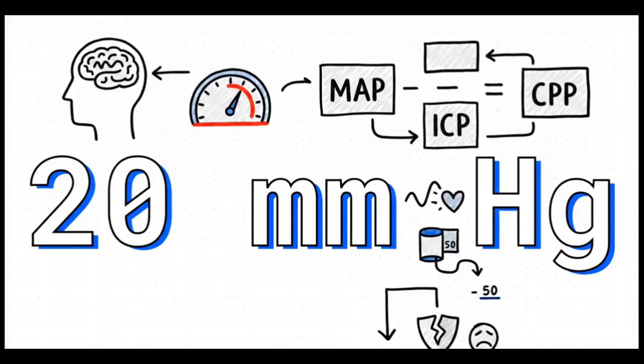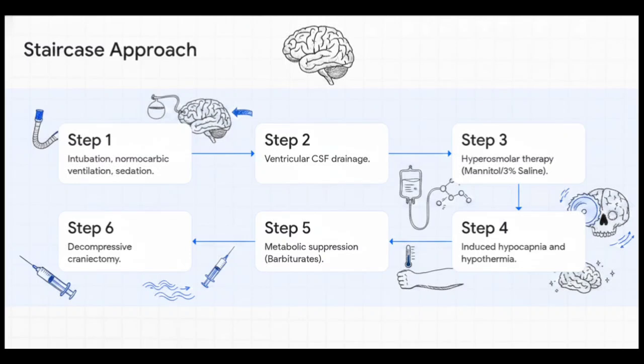Meanwhile, your cerebral perfusion pressure, which is your mean arterial pressure minus your ICP, has to stay comfortably between 50 and 70. Whatever you do, do not let these patients tank their blood pressure. A systolic under 90 is a one-way ticket to terrible outcomes. Because the adult skull is a rigid, unforgiving box, we escalate therapies using a strict staircase approach.